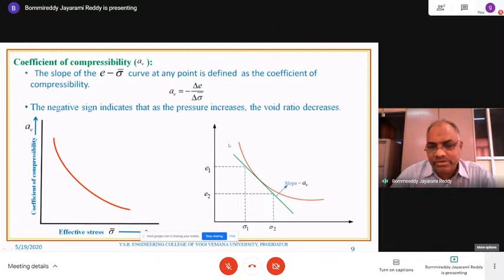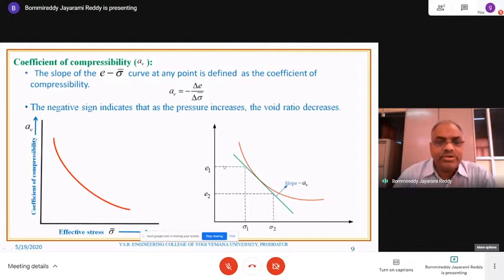Look at the second diagram. On the y-axis are the void ratio values, e. On the x-axis is the pressure acting on the soil mass, the effective stress, sigma dash. A curve is obtained, shown in red. At any particular point, if the tangent is drawn, the slope of that tangent is nothing but AV.